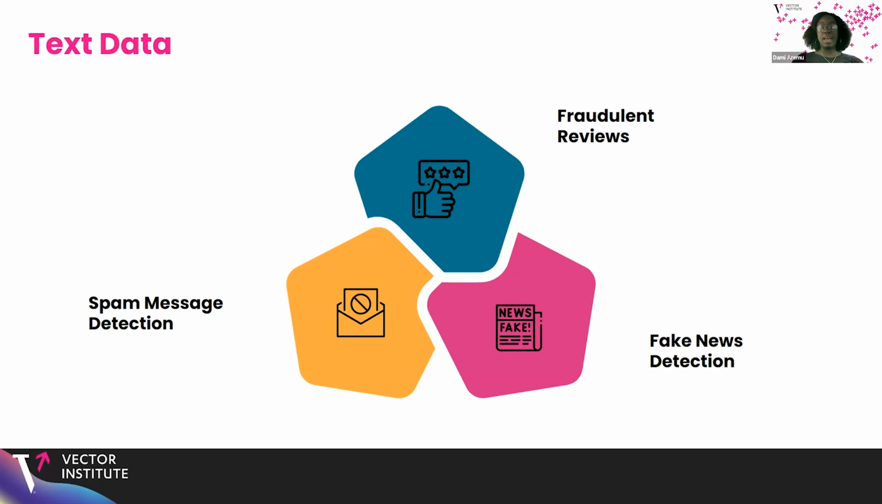This is used by mail services that can detect if there's unusual activity, unusual links, and unusual messages in a message content to show that it might be a spam message. Then lastly, if there are unusual activities, unusual news, or unusual links in the fake news, it can detect that, oh, this might actually be fake news.